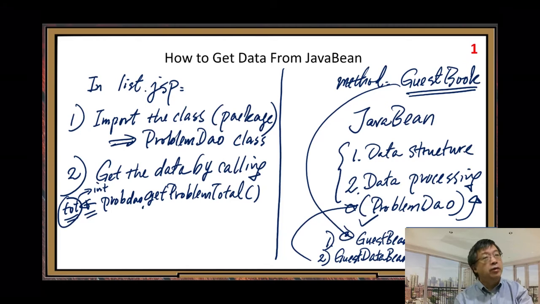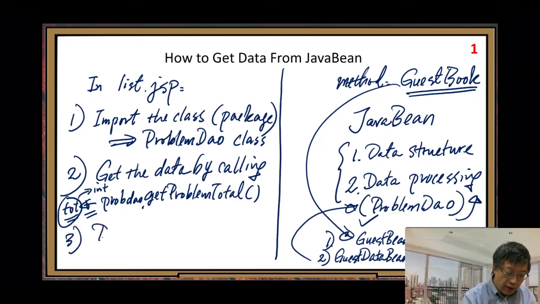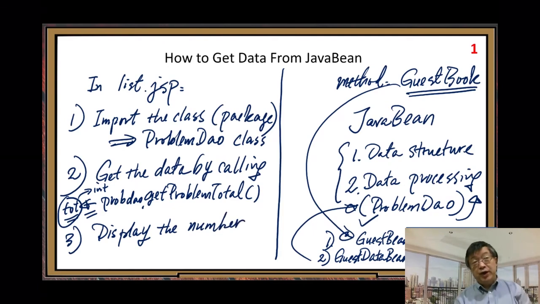Total, problem total, some variable name. That's step two. Step three, the last one, display the number. That's pretty easy. Remember, at a certain location, we can use a JSP expression to display it, right?